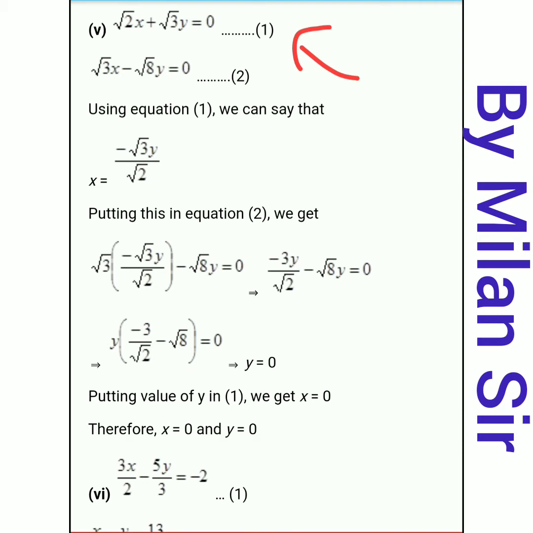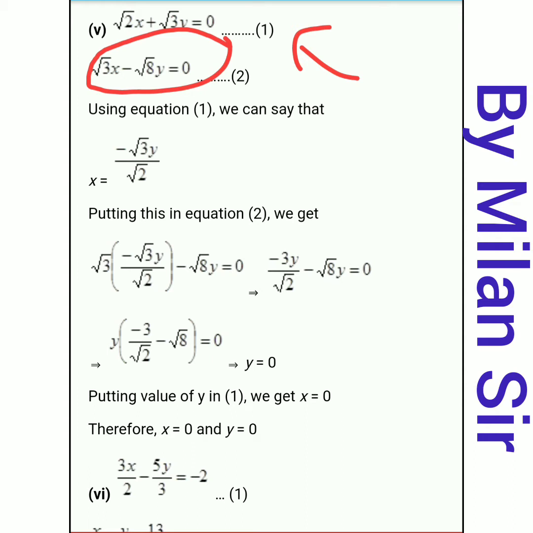So first of all, just look at the equation, and from which equation we can easily find the value of variable x, otherwise y. Right now I am going with equation number 2. You can also go for equation number 1. In this PDF they are going with equation number 1, but here the minus sign is there, that's why I am going with equation number 2.